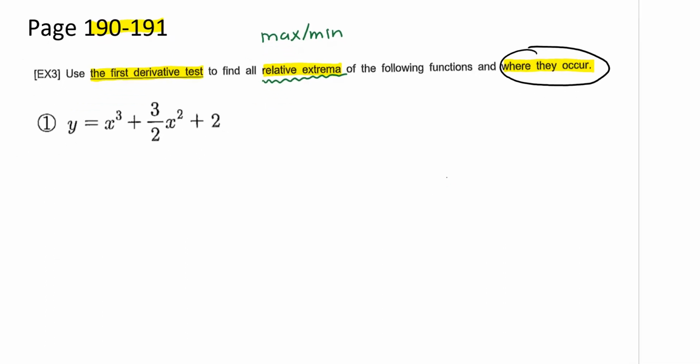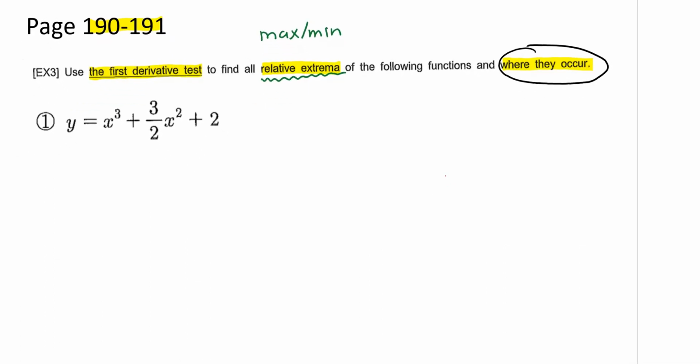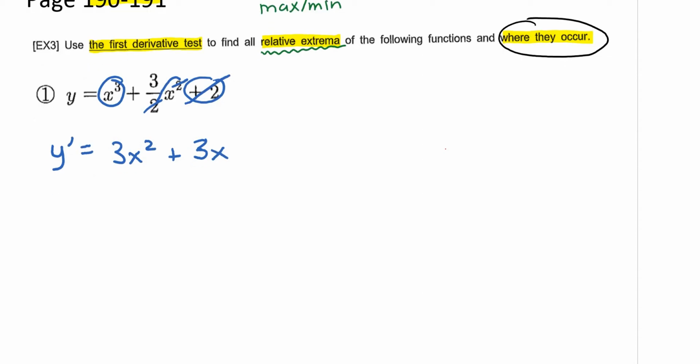For these kinds of problems, I need to start off by taking the derivative and then setting the derivative equal to 0 to find my critical numbers, and then I need to create a number line in order to find the max and min points. Let's take the derivative, so y prime. The derivative of x cubed is 3x squared, and then the derivative of 3 over 2 x squared, if I use the power rule, the 2 and that 2 will cancel, giving me a 3x. And the derivative of a constant is just 0, so that doesn't matter.